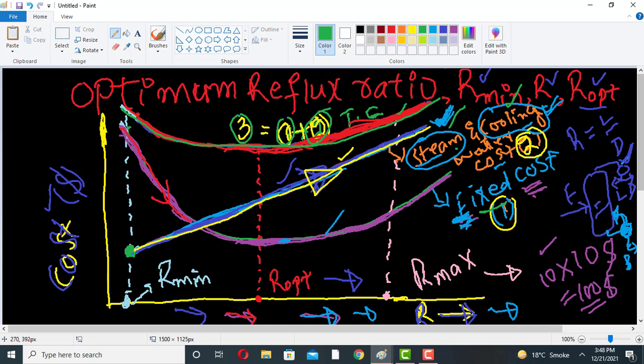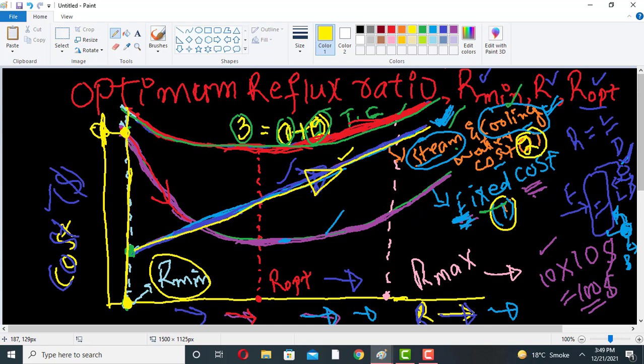But when the reflux ratio is minimum, the height of the column will be very large. There will be a large number of plates in the distillation column. This reflux ratio is called the minimum reflux ratio. So at this minimum reflux ratio, the height of the column and the number of plates will be very high, so the fixed cost of the column is very high.